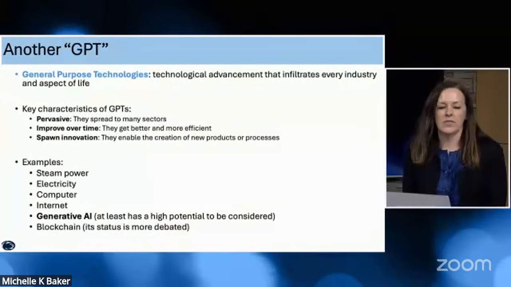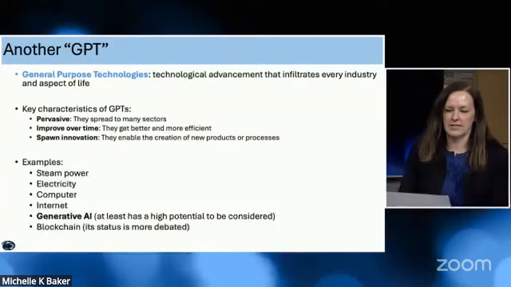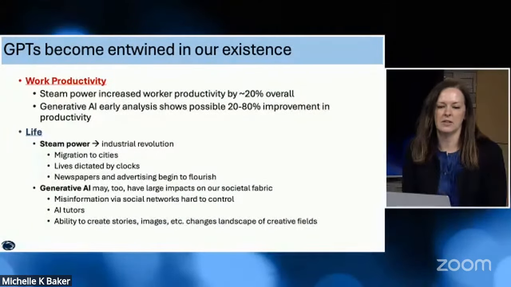Some of the key characteristics of GPTs are that they're pervasive. They spread to many sectors. They are going to improve over time, so they're getting better and more efficient. They create innovation, so they enable the creation of lots of new products and processes. Some examples from the past are steam power, which we still feel the effects of today. Electricity, obviously; I wouldn't be sitting in this studio without electricity. Neither would I without the computer or the internet. Generative AI has at least the potential to be considered here. Blockchain's status is a little bit more debated, but these GPTs become entwined in our existence, as I mentioned before.